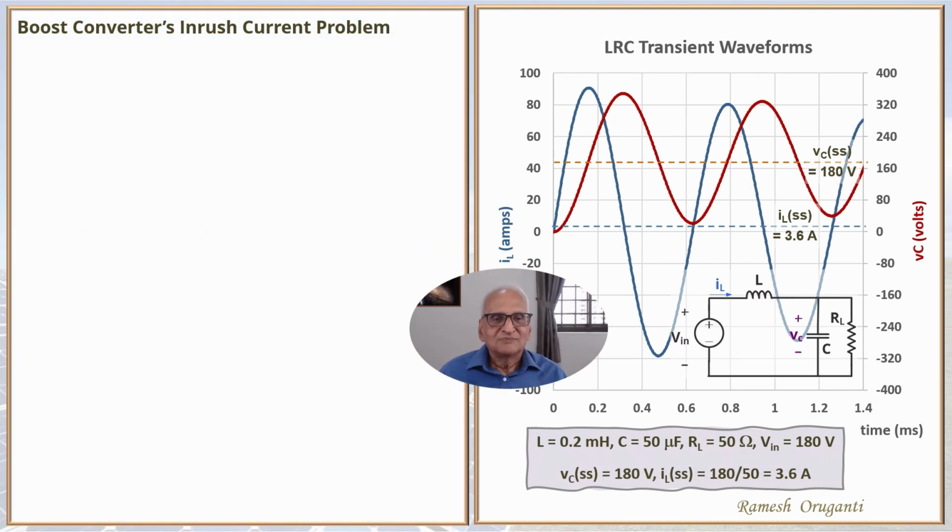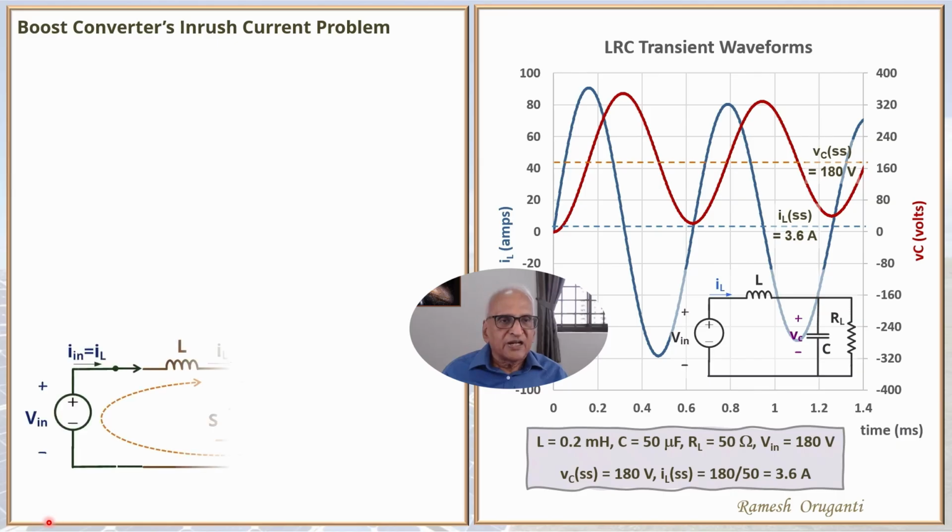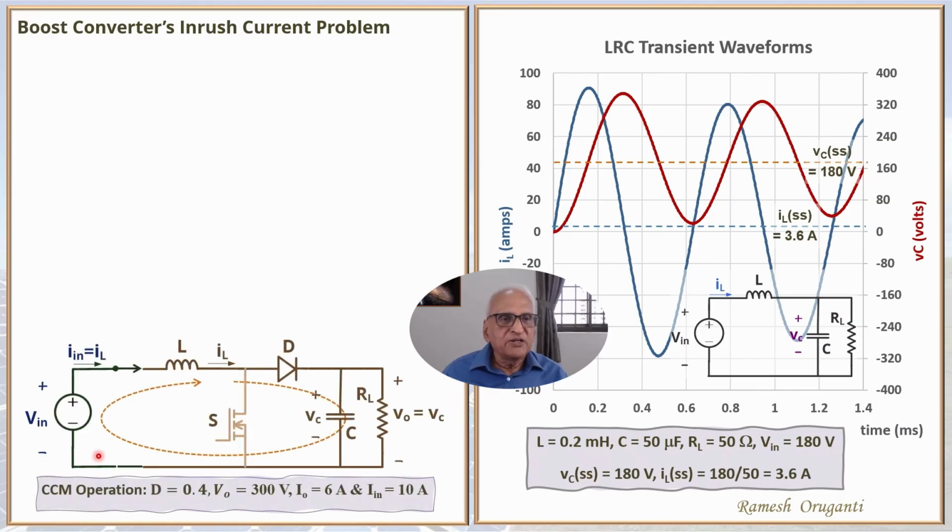Now we will see how this LRC transient relates to the boost converter. If you look at the current waveform at around this point, around 0.32 millisecond, the current goes negative. In the actual boost converter, IL going negative means that the diode is conducting in the reverse direction. It cannot, so the diode will block it. So we can take this diode and put it here. When the current tries to go negative, the diode will block and the current will stop.